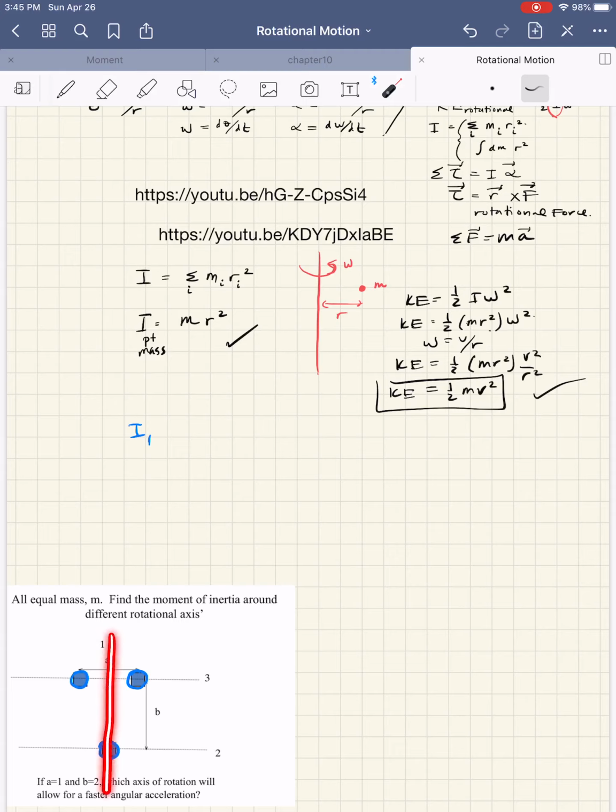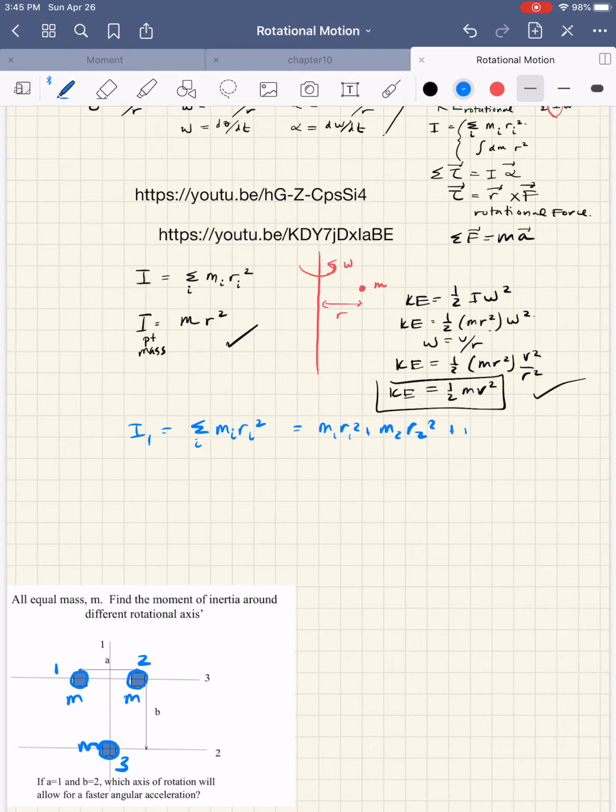And I sub 1 is going to be the moment of inertia associated with this rotational axis. If I give little numbers 1, 2, and 3 to these point masses, which are all the same mass, m, I would then say that the moment of inertia is just given by summing over all of the masses times their distance away from the axis. So I should have 3 terms: m1r1 squared plus m2r2 squared plus m3r3 squared.